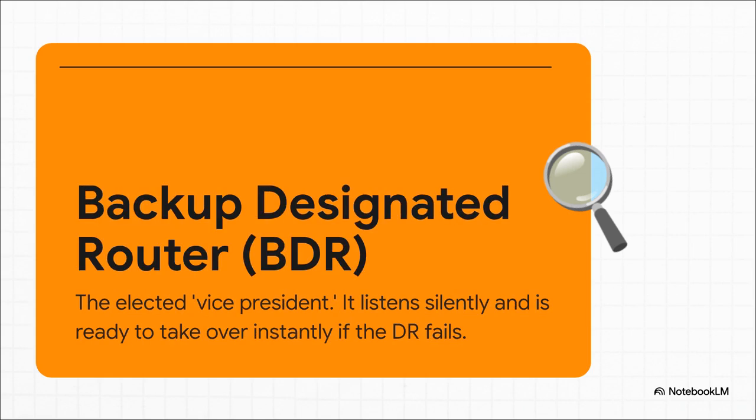Of course, you might be thinking, wait a minute, that sounds like a single point of failure. And you'd be absolutely right. So what happens if the DR goes down? Well, OSPF is way ahead of you. The routers also elect a backup designated router, the BDR. You can think of it as the vice president. It listens to everything, builds the exact same network map as the DR, and is ready to step in and take over instantly if the DR disappears.